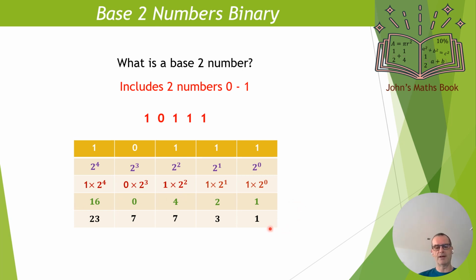If we add these values up, in the first column we have 1. We add that to 2, we get 3. 3 added to 4 gives us 7. 7 added to 0 gives us 7. 7 added to 16 gives us 23. So the answer is 23 when we convert 1, 0, 1, 1, 1 to decimal.